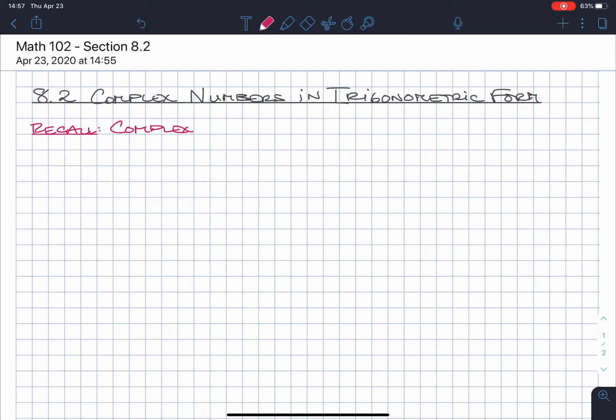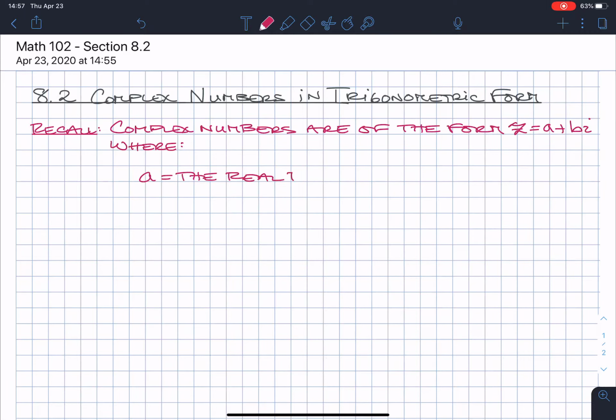Okay, so let's recall that complex numbers are of the form Z is equal to A plus BI, where A is equal to the real part and B is equal to the imaginary part. So that is two parts.